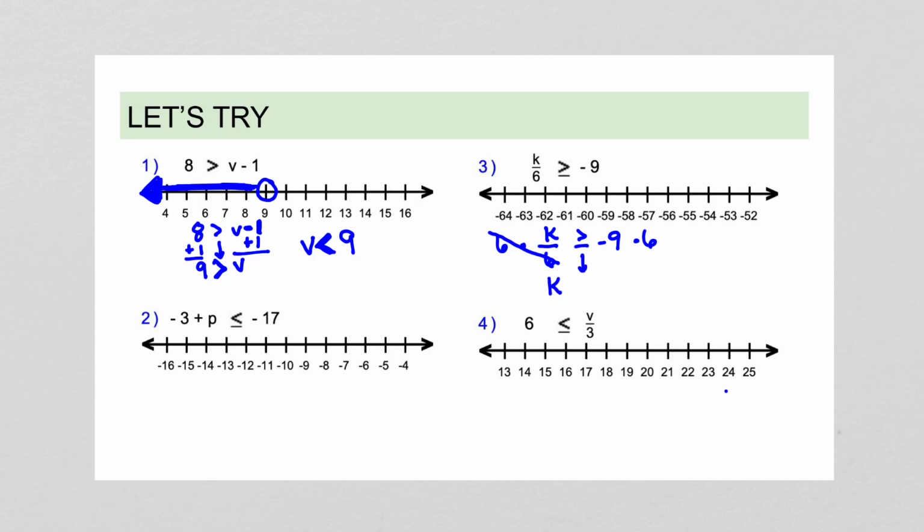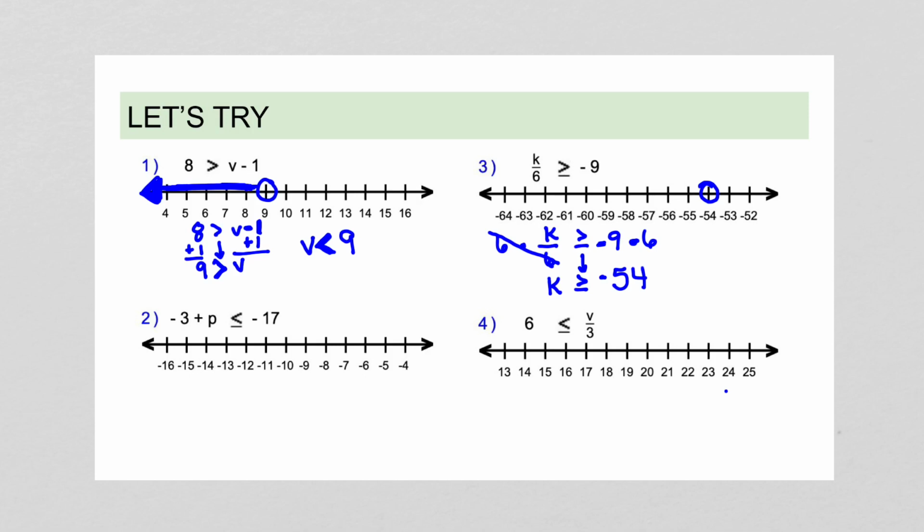And I'm going to carry down that symbol, greater than or equal to. And now I've got -9 times +6. Well, that's -54. My k is already on the left, so I'm just going to look at my focus number, which is -54. I'm going to circle that.